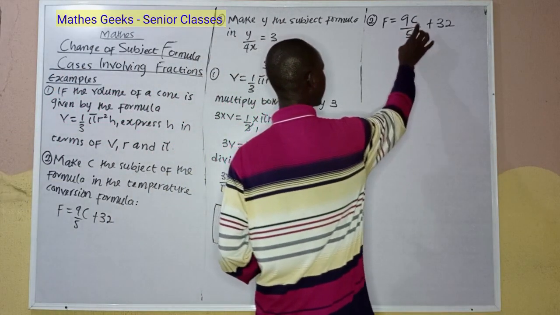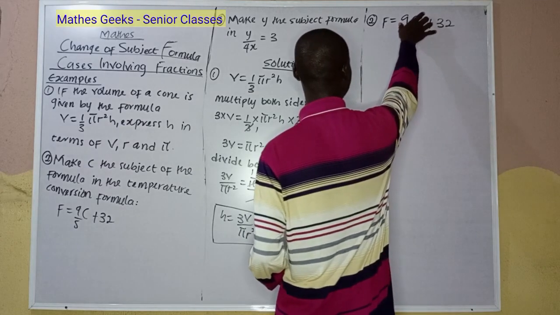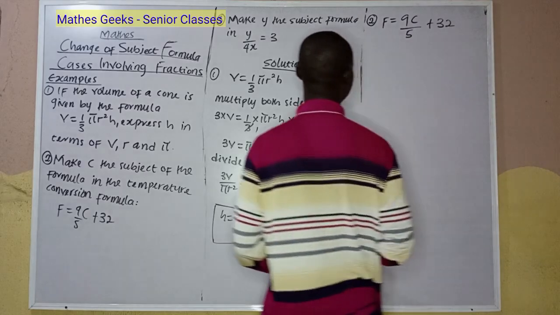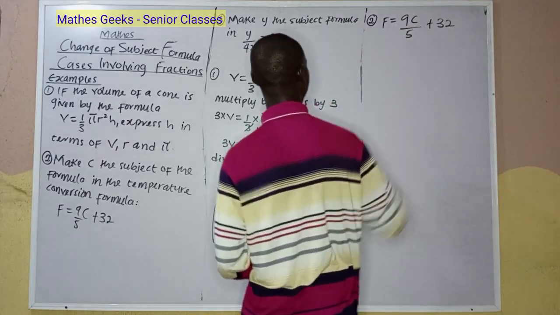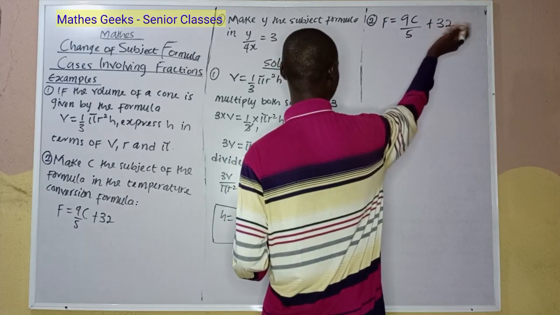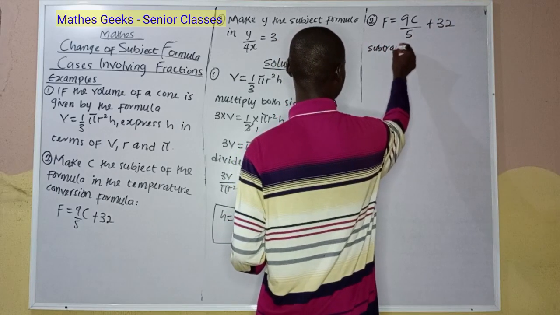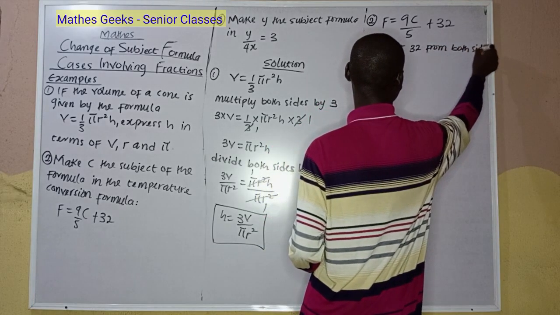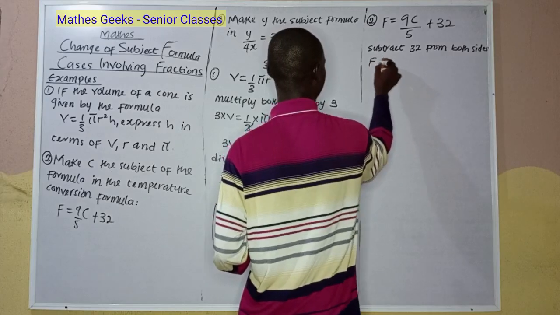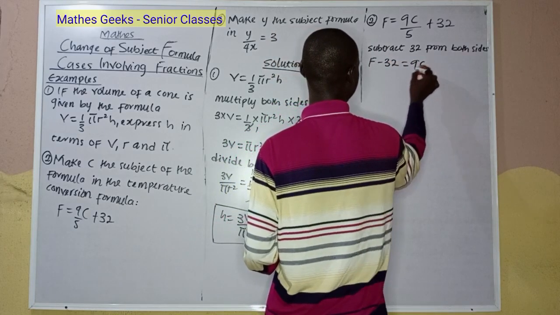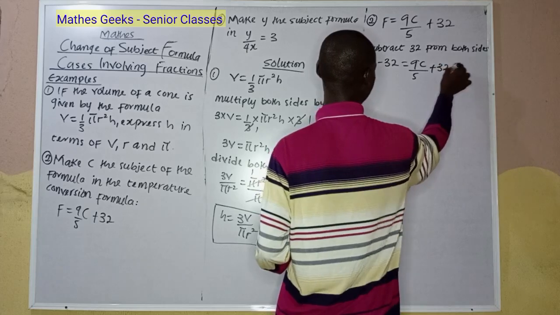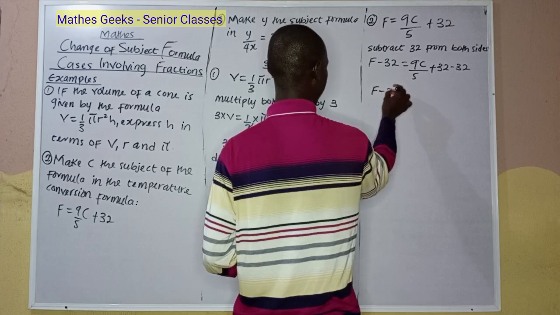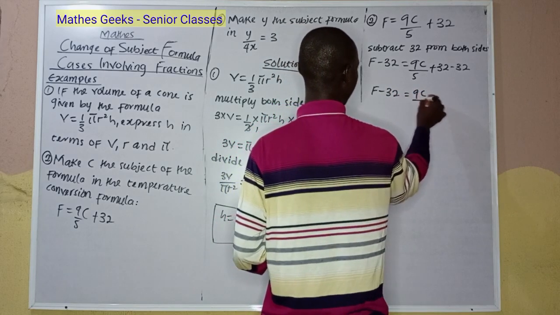But then this part of the equation, 9C is related to 5 by division. So we have addition here first. So first thing, we're going to eliminate 32 from this side of the equation. To do that, we're going to do the opposite of addition, which is subtraction. So we're going to subtract 32 from both sides. So this will give us F minus 32 is equal to 9C over 5 plus 32 minus 32. So plus 32 minus 32 will give you 0. So this will give us F minus 32 is equal to 9C over 5.